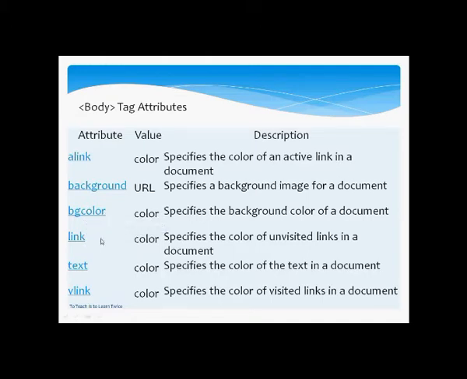Then comes link. This is the unvisited link of the particular document. You can change the color as you wish. We will write that down. Another one is text, and this is very important because we have talked about the background color. Now I want to change the font color of my text which will appear on the document, right? So for that I'll have this attribute called text. And then there's v-link.